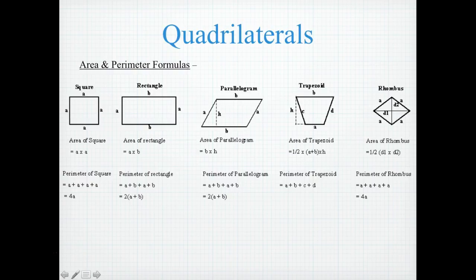And for the area of a rhombus, we use the diagonals. So it would be 1/2 of diagonal 1 times diagonal 2. And the perimeter of a rhombus is the same as finding the perimeter of a square, since all of the sides are congruent, so it would be 4 times a.